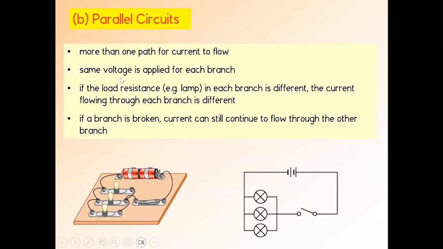Okay, same voltage is applied for each branch. So let's say there are lamps connected in the branches, and if the resistance for the various lamps are different, the current that flows through each of the branches will then be different. So take note, for parallel circuit, benefit is if one branch is broken, current still flows through the other branches.